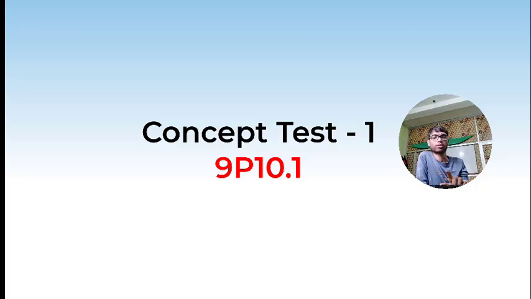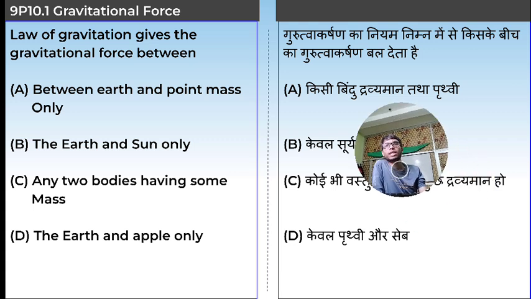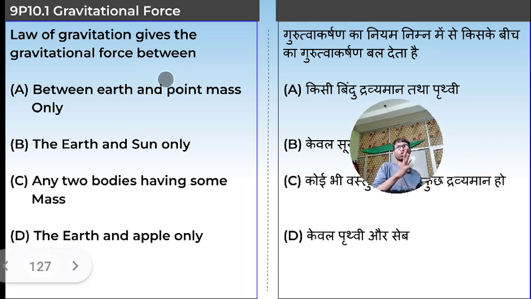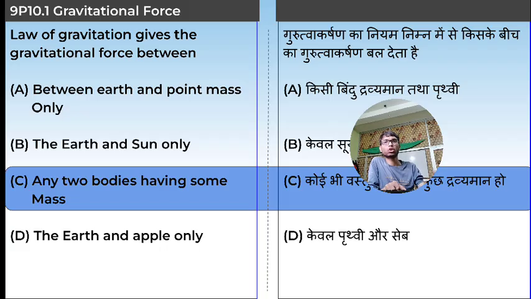So next, concept test. This is a concept test. The law of gravitation gives the gravitational force between two masses of the objects, between earth and point mass only? No, earth and sun only? No. Any two bodies having some masses, the earth and apple. Yeah, this is the correct answer, C. This law of gravitation is for all objects, not only for earth, not only for apple. We can observe gravitational force with any objects. So C is the correct answer.